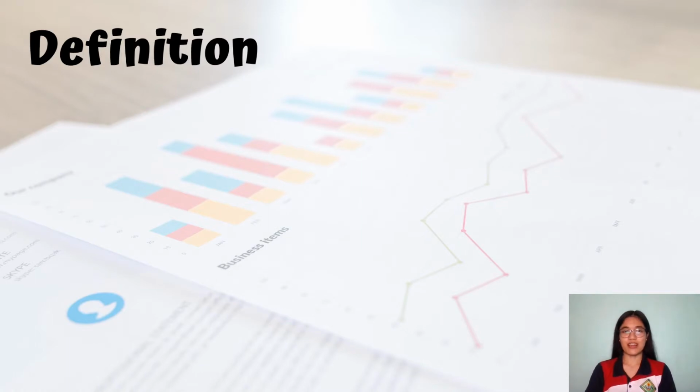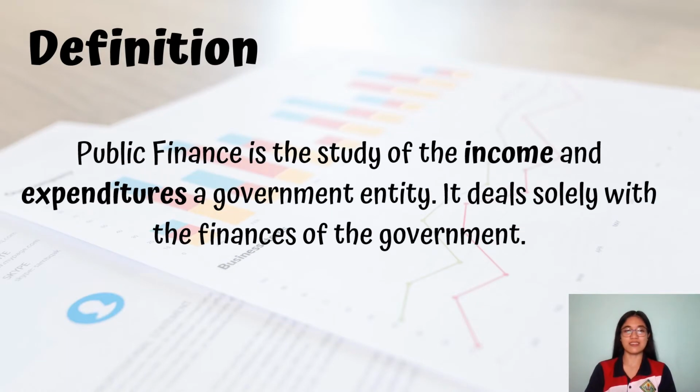So we have here another definition of public finance. It is the study of the income and expenditures of a government entity. It deals solely with the finances of the government. It is concerned in the way of managing the public funds in the economy of the country, which plays the most important role in the development and growth of the nation. Hence, the finance is called as public finance because the role of the public is large in terms of contribution.